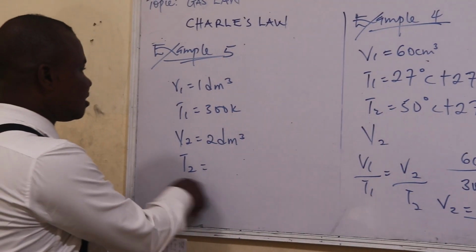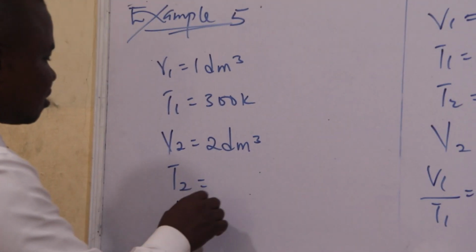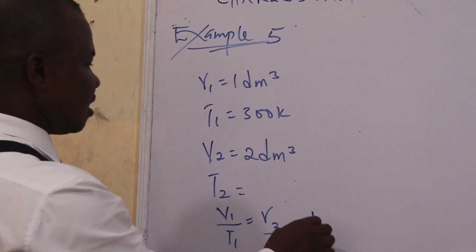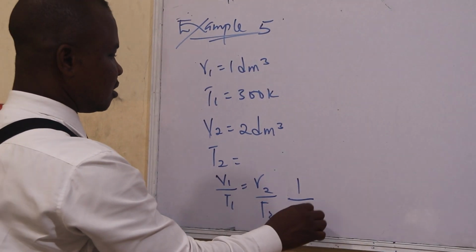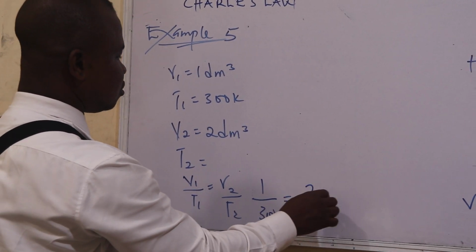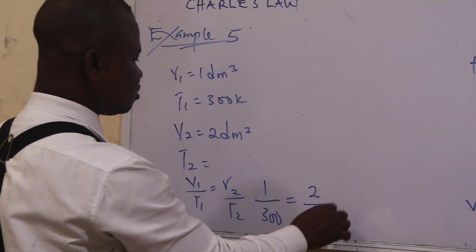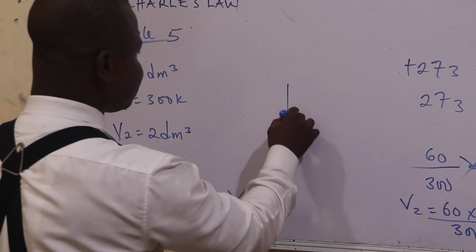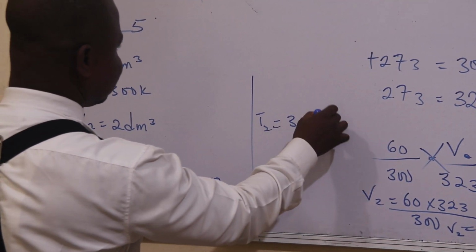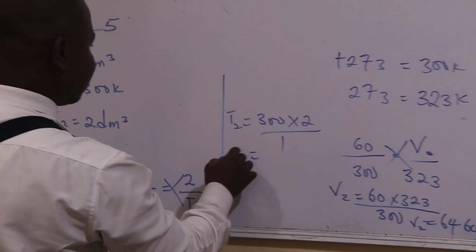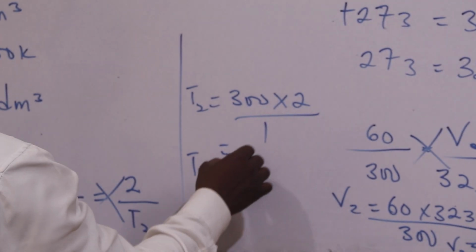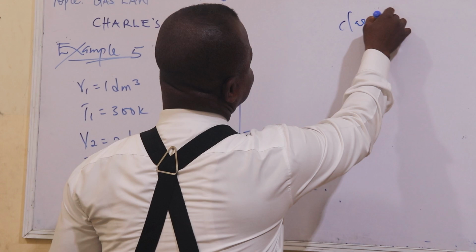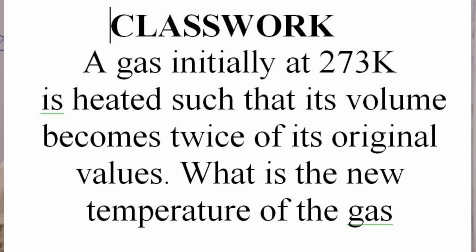So let's look at our same formula. We have V1 over T1 equals V2 over T2. We're going to have 1 over 300 equals 2 over T2. When you cross multiply, you have your T2 equals 300 times 2 over 1. Your T2 equals 600 Kelvin. Make it like classwork. Let's make it like classwork.